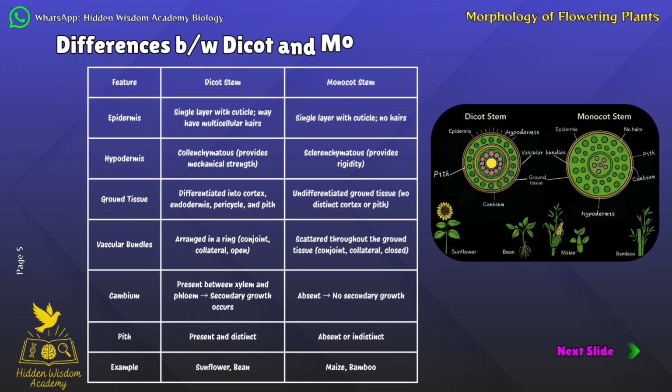Let's compare the anatomy of dicot and monocot stems. In dicot stems, vascular bundles are arranged in a ring and secondary growth occurs due to the presence of cambium. In contrast, monocot stems have scattered vascular bundles, no cambium, and hence, no secondary growth. These structural differences explain why monocot plants like maize remain herbaceous, while dicots like sunflower can form woody stems.